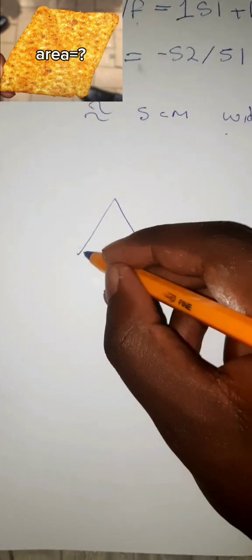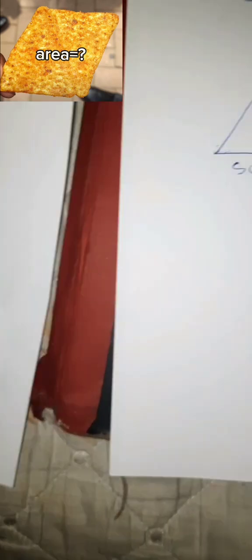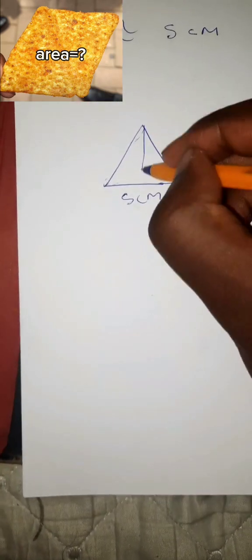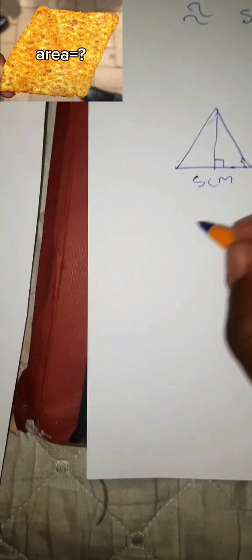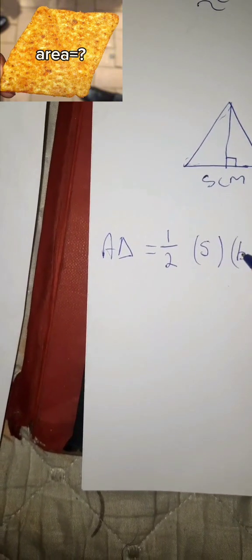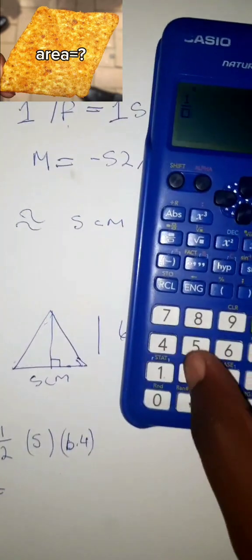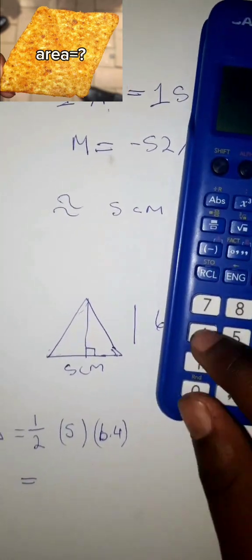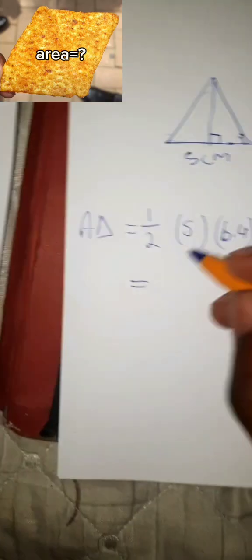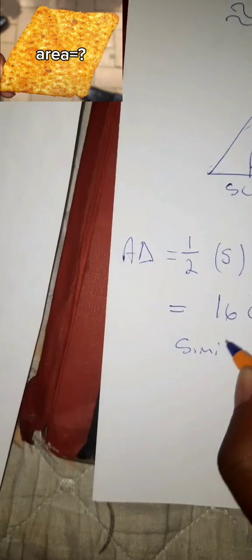So now we can draw the diagram of the Dorito, which is 5 centimeters at the bottom, and in height it is 6.4 centimeters. Now in a rhombus, this is going to be for the triangle, not the rhombus. So half times base times height, which is the area of a triangle. Half times base, which is 5 centimeters, and height is 6.4, is equal to 16 centimeters squared. That is the area of a single Dorito.